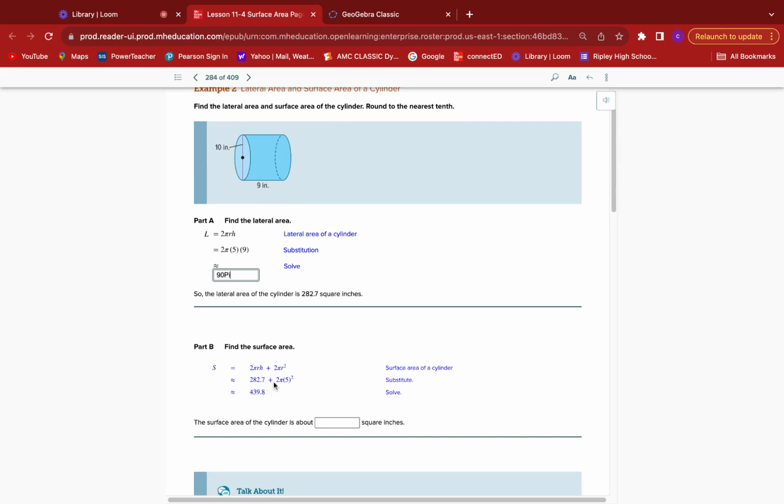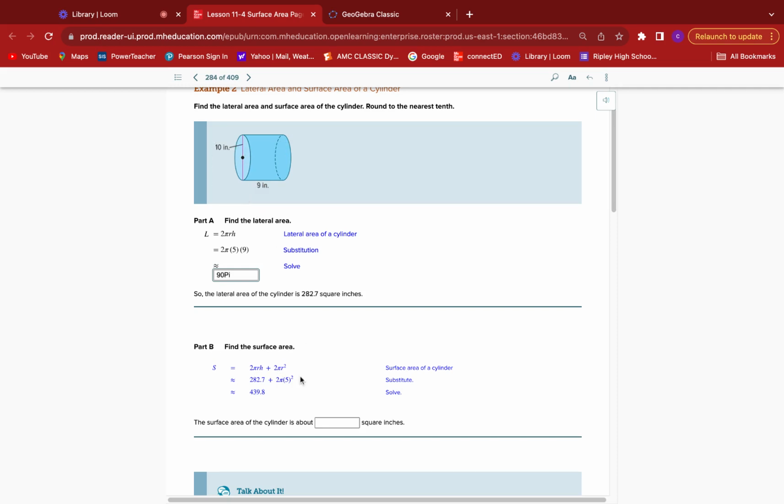To this, you add the 2 base areas. Well, this cylinder has 2 circles for its bases. Now, the formula for the area of a circle is pi r squared, and there are 2 of them. And remember, when the line goes all the way through, that's a diameter.